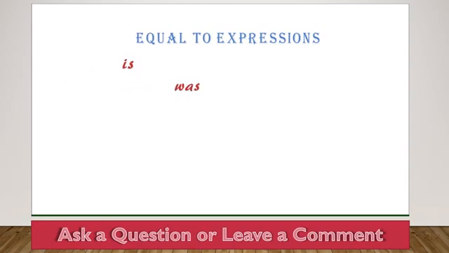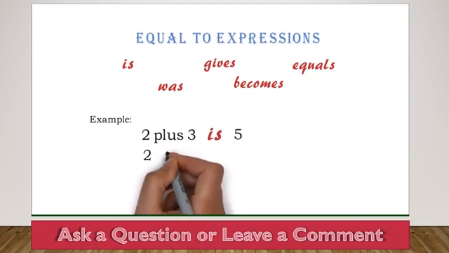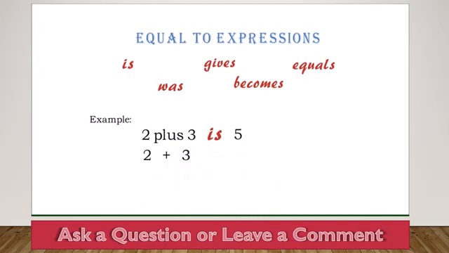Next, we look at expressions that imply equal to. 1. Is. 2. Was. 3. Gives. 4. Becomes. 5. Equals. So, if we have 2 plus 3 is 5, it's the same as this. The "is" means equal to.